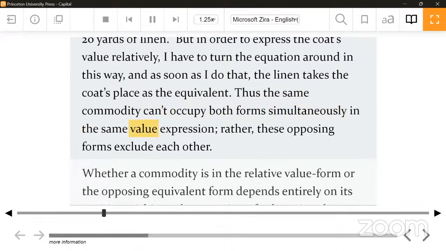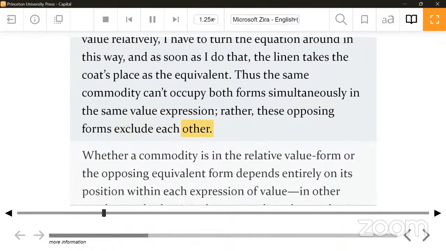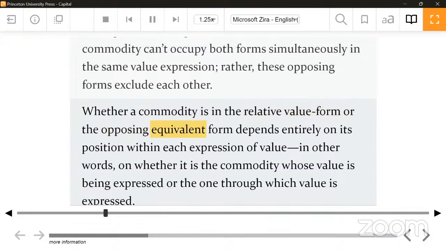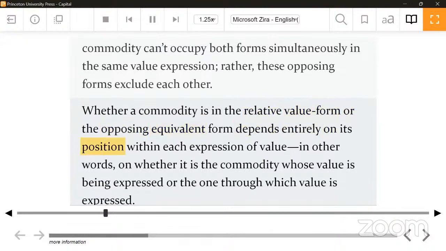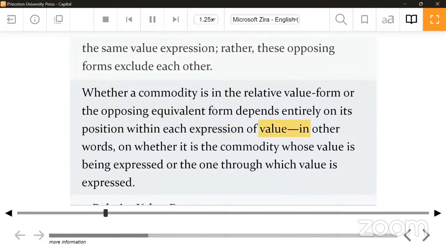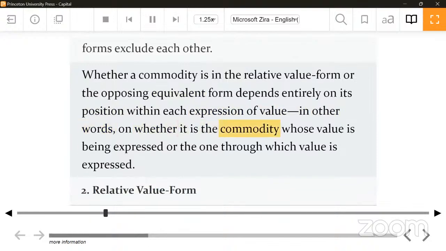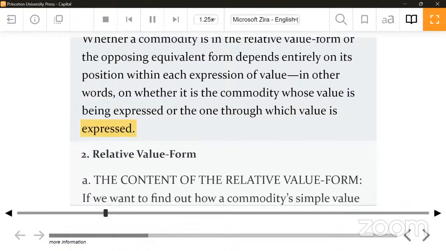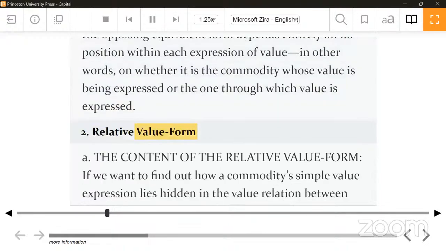Thus the same commodity can't occupy both forms simultaneously in the same value expression, rather, these opposing forms exclude each other. Whether a commodity is in the relative value form or the opposing equivalent form depends entirely on its position within each expression of value, in other words, on whether it is the commodity whose value is being expressed or the one through which value is expressed.